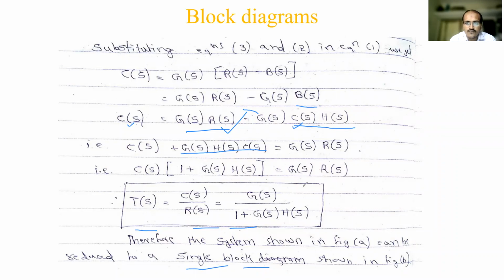Okay, so now R of S is there here and C of S is there here. So as like previous, just take the transfer function C of S by R of S, then G of S will come in the numerator, and in the denominator you will get 1 plus G of S H of S. So this is the block diagram transfer function of a negative feedback closed loop system.